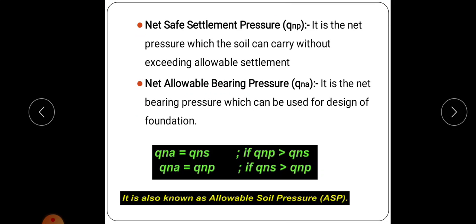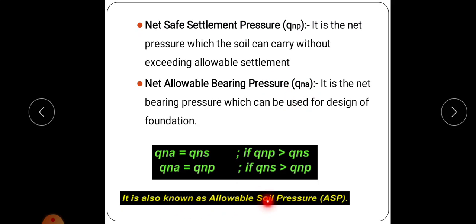So net allowable bearing pressure QNA is equal to QNS if QNP is greater than QNS. That is, if the net safe settlement pressure is greater than QNS, QNA is equal to QNS. And if QNS is greater than QNP, that is, if QNP is the lesser value, QNA is equal to QNP. That is, the lesser value is taken as the net allowable bearing pressure. So the minimum of QNS or QNP is taken as net allowable bearing pressure QNA.